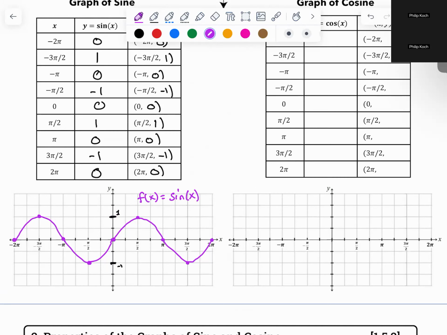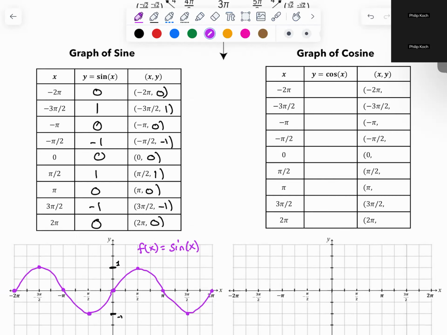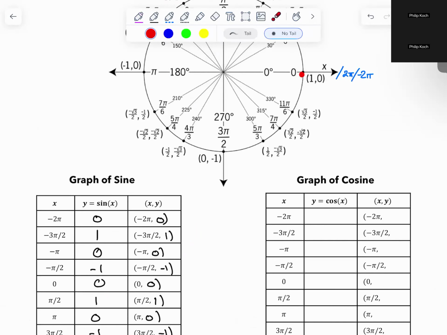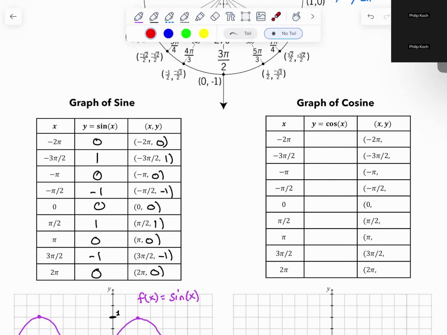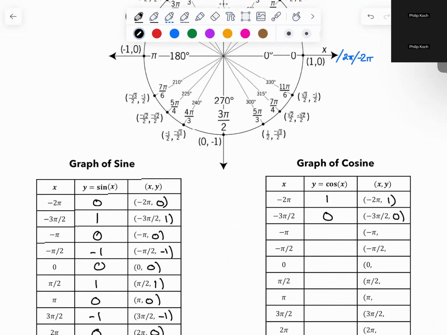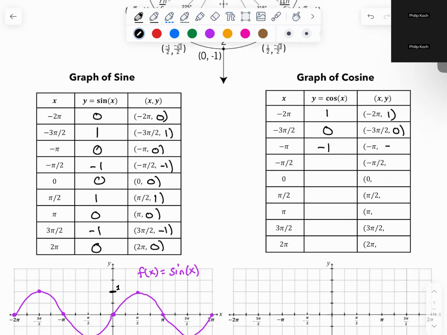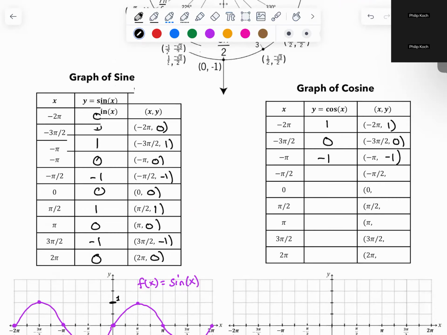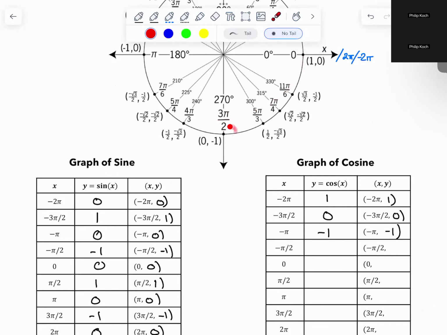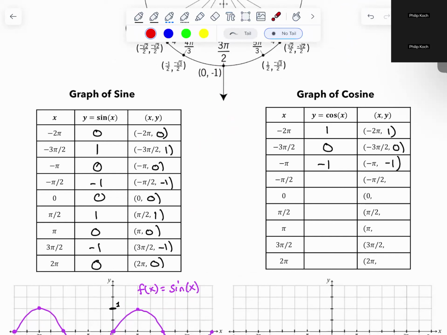The next one, so for cosine, that's just going to be all the x values, because cosine represents the x values. So at negative 2 pi, once again, that's negative pi, negative 2 pi. So it's the x coordinate there, which would be 1. So we have negative 2 pi comma 1. Negative 3 pi over 2, that's going to be 0. At negative pi, it'll be negative 1. At negative pi over 2, it'll be down here. And the x coordinate is 0. It's going to be 0 again.